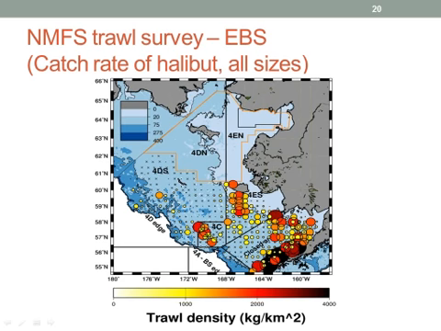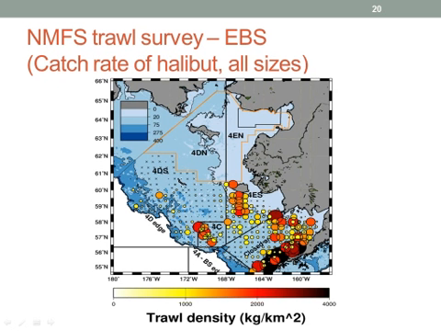So just an illustration of some of the data from the NIMS trawl survey. Every year the NIMS does a standard grid in the eastern Bering Sea, and this plot simply shows for this year the catch rate of all halibut that they capture in their trawl, all sizes. The size and color of the dots convey similar information. The color is related to the colored bar on the bottom, and you can see that's kilograms per square kilometer.